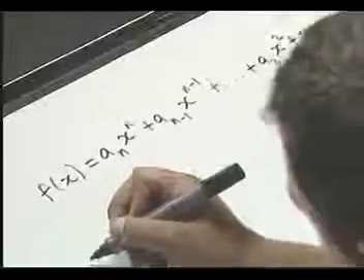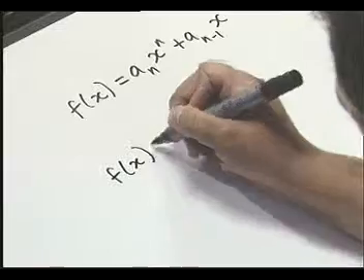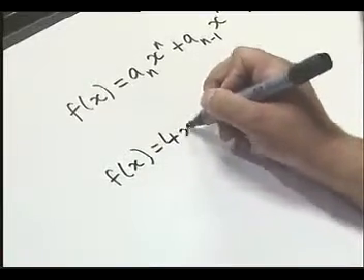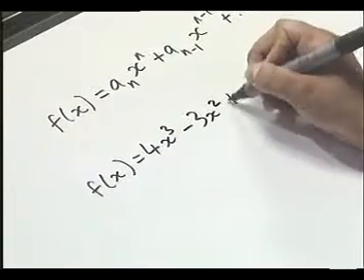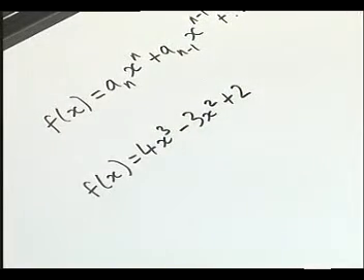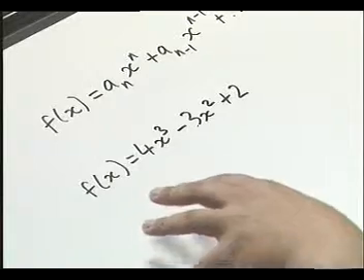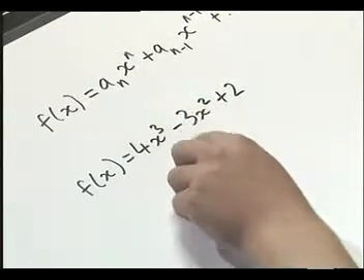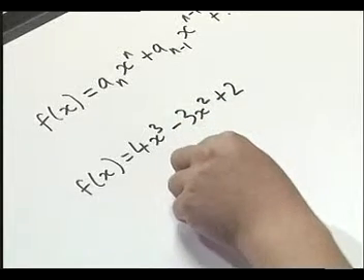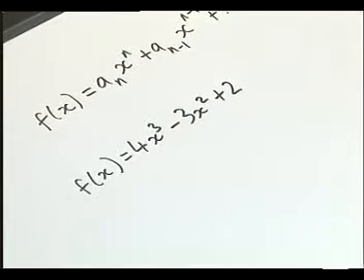Now, this may seem complicated at first sight, but it's not, and hopefully a few examples should convince you of this. So, for example, let's suppose we had f of x equals 4x cubed minus 3x squared plus 2. Now, this is a function and a polynomial of degree 3, since the highest power of x is 3, and it's often called a cubic.